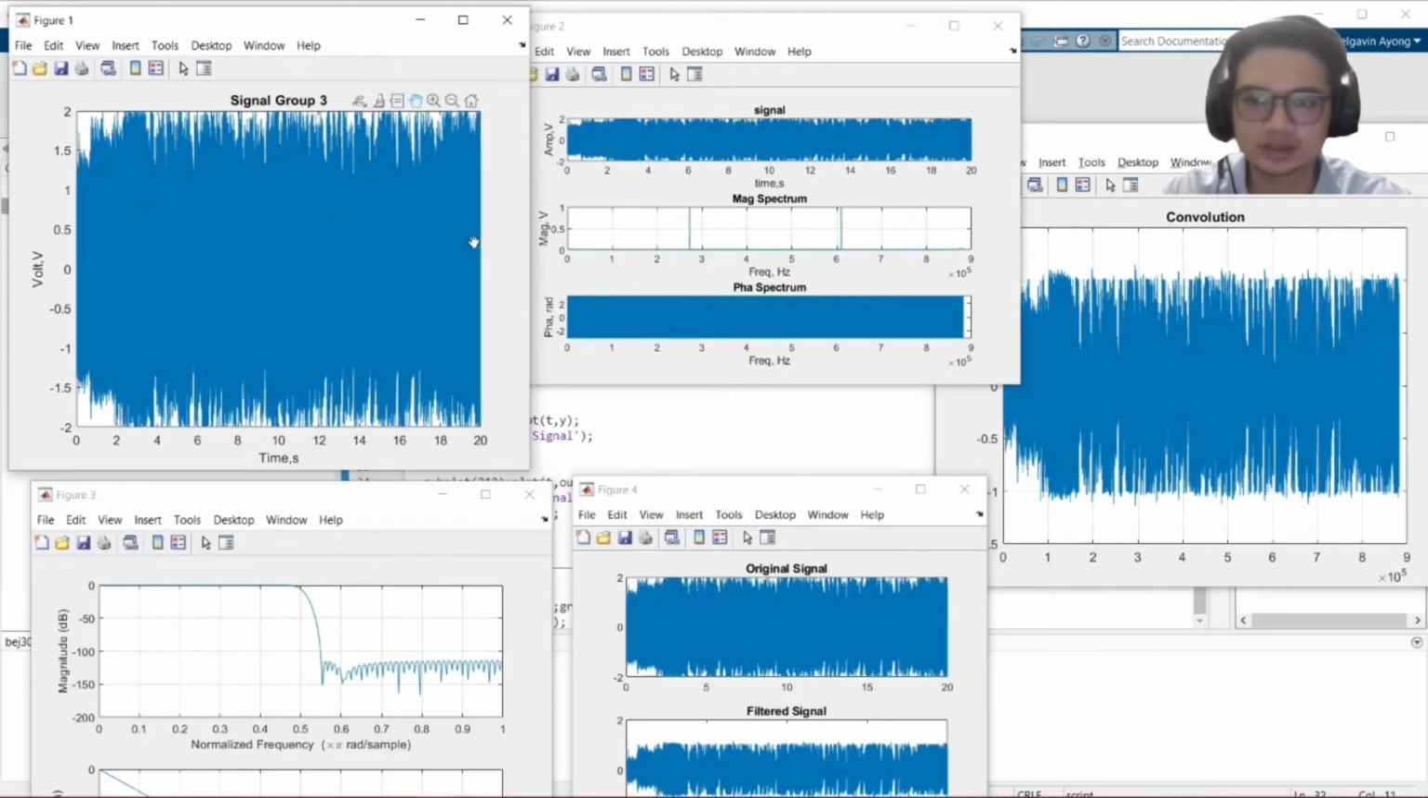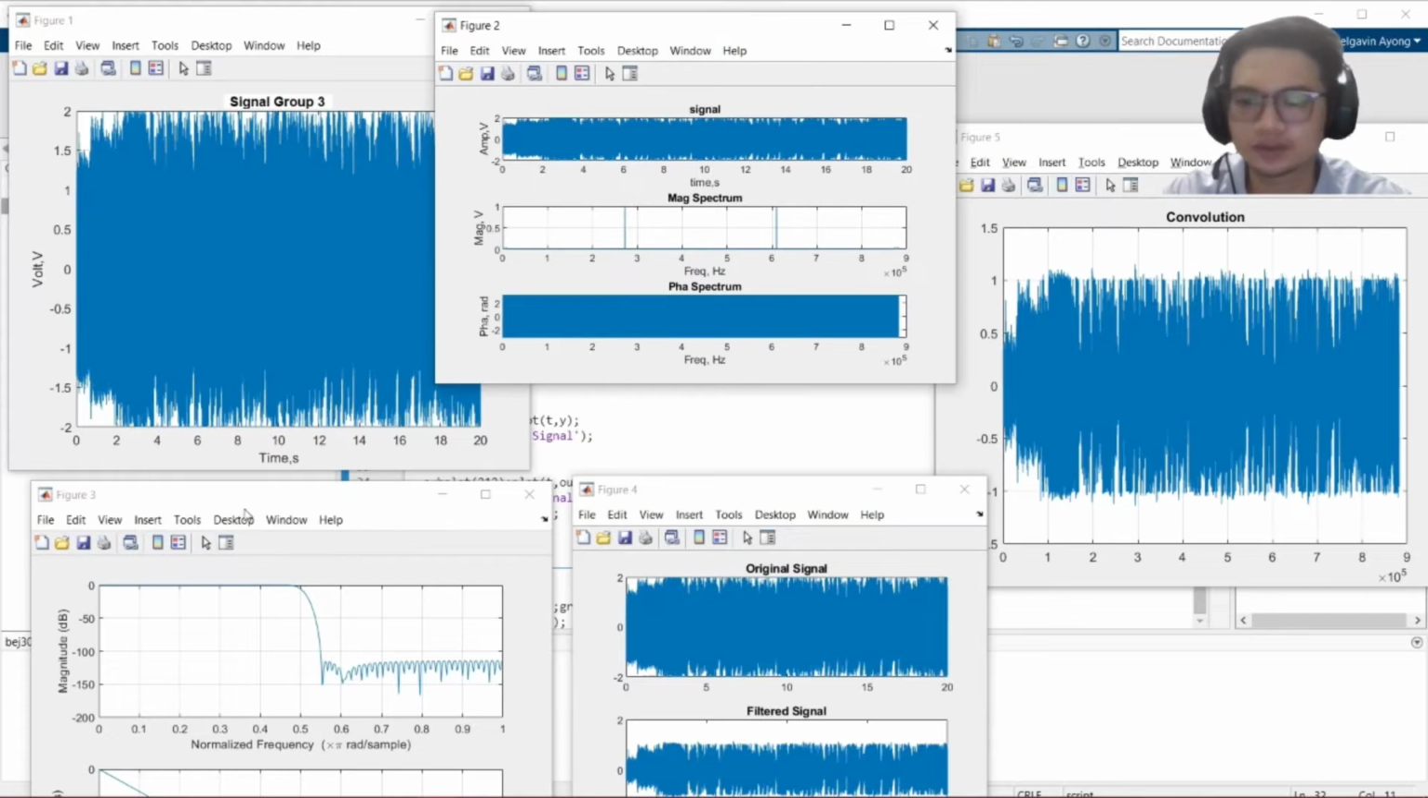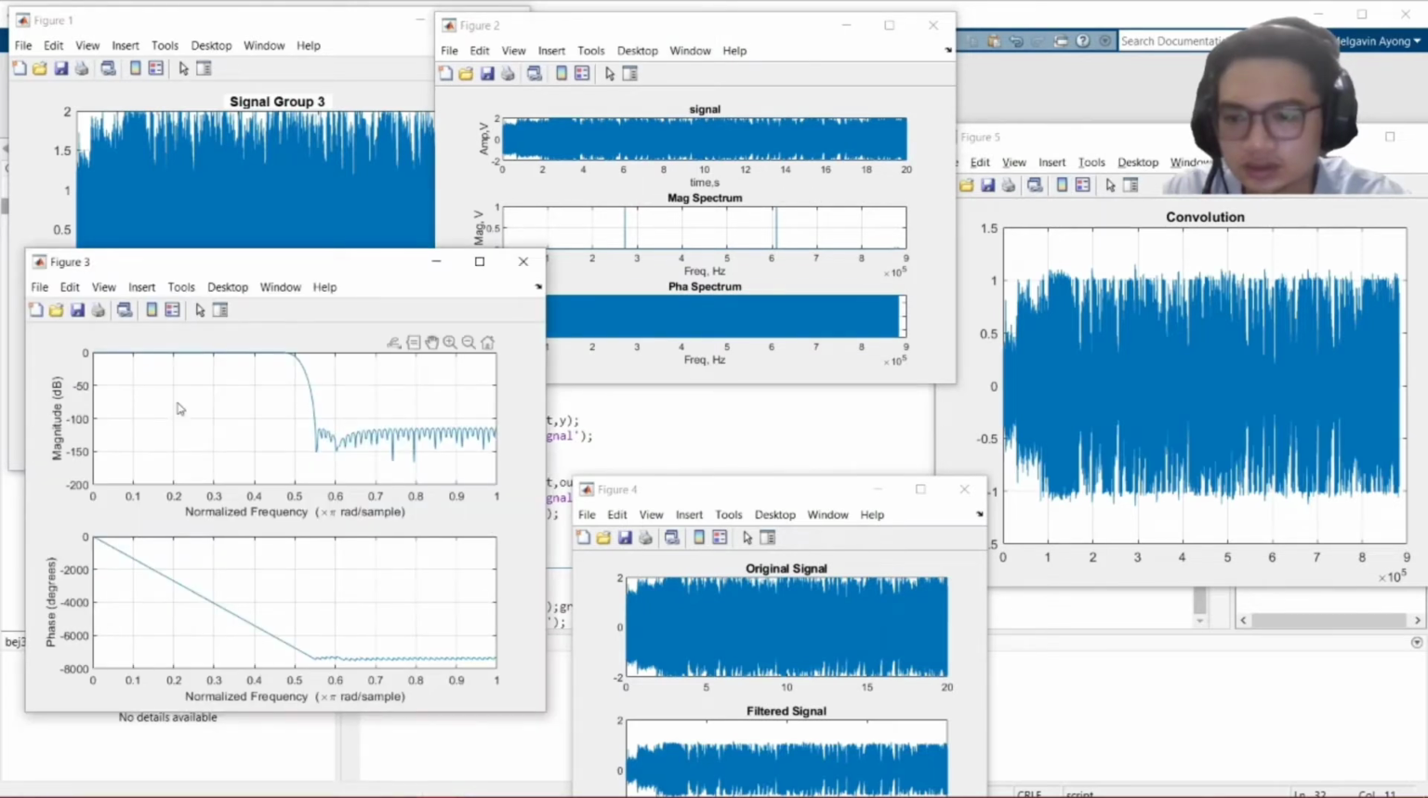So that is the audio that we have filtered. Figure 1 is just the signal that our lecturer gave us, and then this is the DFT technique. Figure 3 is the magnitude, and then this is the phase. You can see it's the graph.